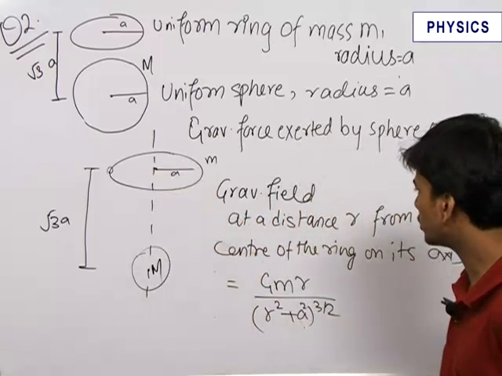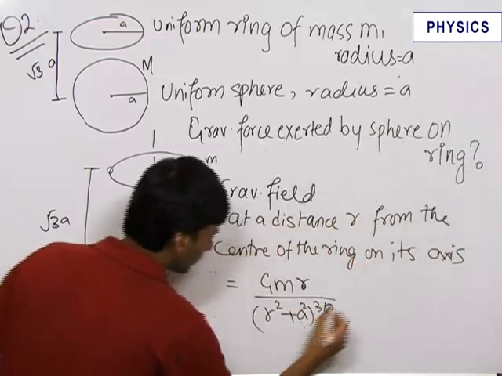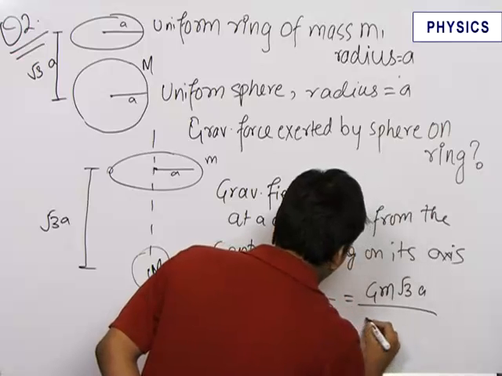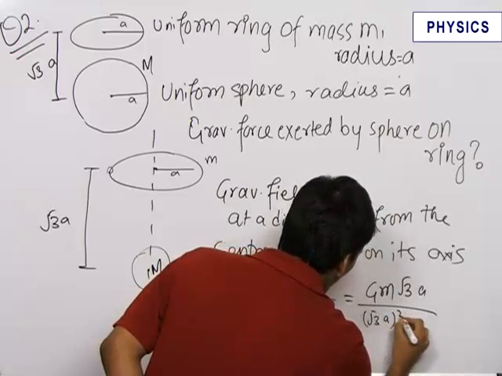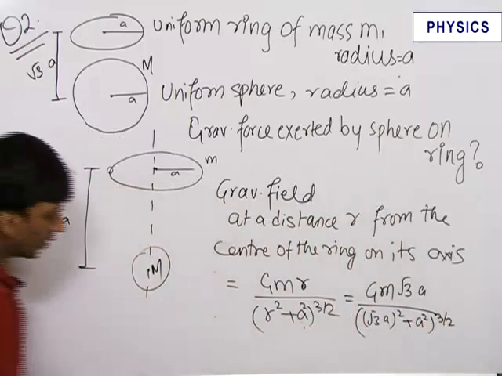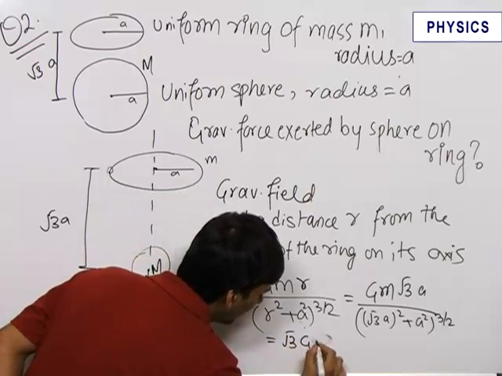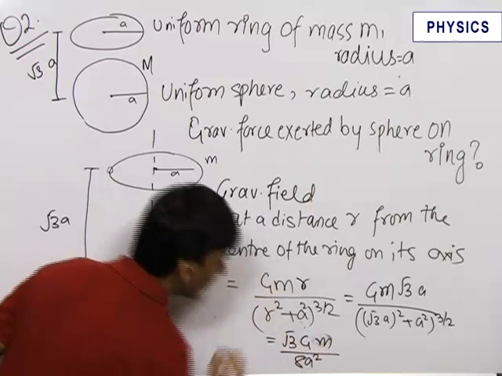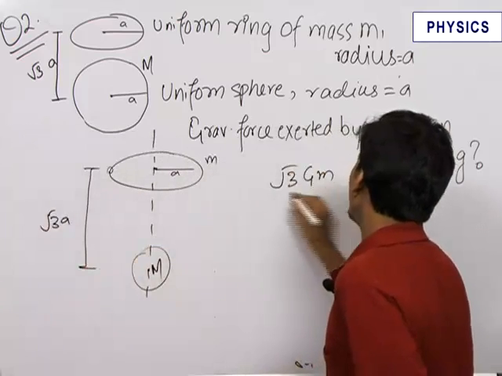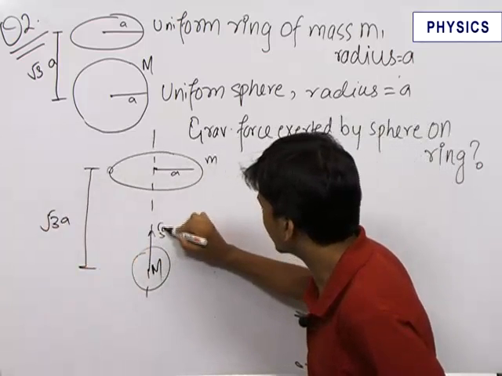So we replace this r by root 3a to get the gravitational field at this point. So we get the answer as GM root 3a upon ((root 3a) whole square plus a square) raised to the power 3 by 2. This is equal to root 3 GM upon 8a square. This is the gravitational field at this point in this direction.